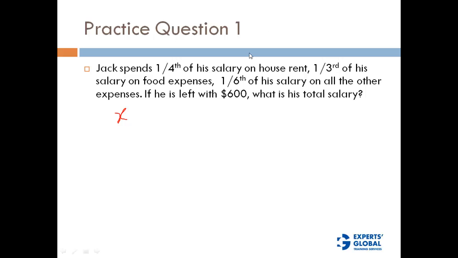And what does he do when he receives X salary? He spends 1/4 of his salary on house rent, so his expenses are X by 4 on rent, plus X by 3, 1/3 of his salary on food expenses, and 1/6 of his salary on all other expenses, right? So in total, how much does he end up spending? He ends up spending X by 4 plus X by 3 plus X by 6, right?